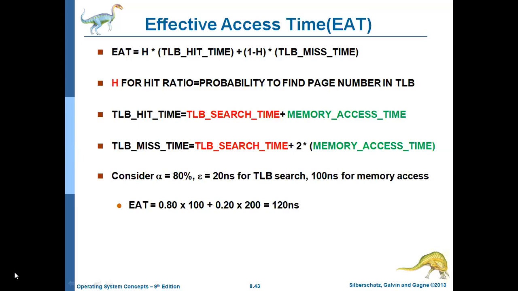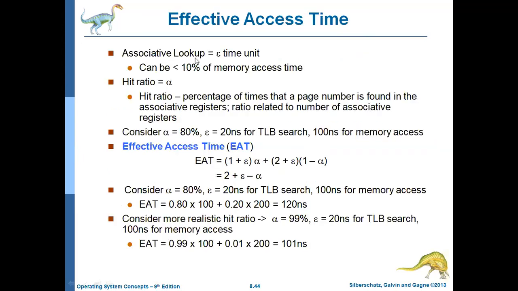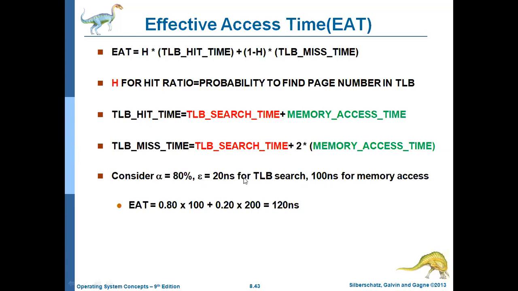Now for example, consider this as an example wherein alpha is nothing but the hit ratio, which is 80%. Here you have the associative lookup, where the time unit is given as 20 nanoseconds for TLB search, and 100 nanoseconds for memory access. So the memory access time is 100 nanoseconds. The first time I'm considering the effective access time, the hit ratio is 80%, which means 0.80 into 100.